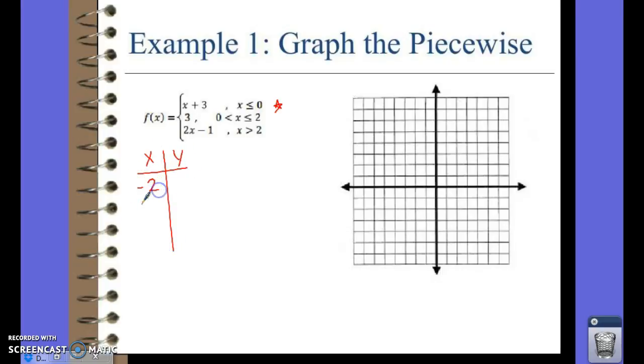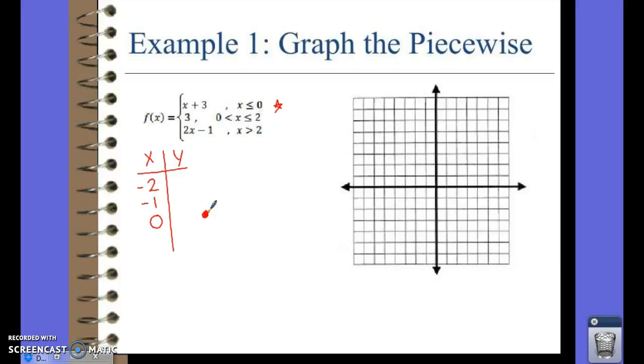So maybe -2, -1. But remember, you always want to actually look at this number. So I look at 0, and 0's included. So that means now that on my graph, this point at 0 is going to be a closed dot.